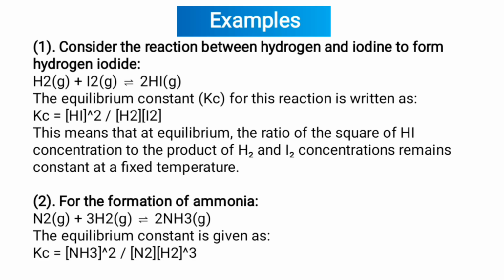And the second example is for the formation of ammonia, N2 gas plus 3H2 gas gives 2NH3, also a gas. The equilibrium constant is given as Kc is equal to concentration of NH3 to the power 2 divided by concentration of N2 and concentration of H2 to the power 3.